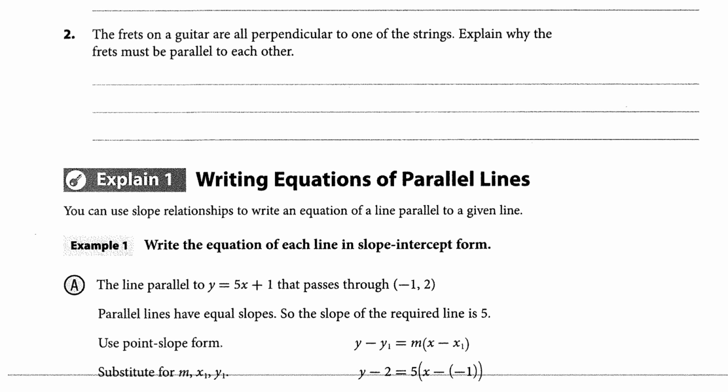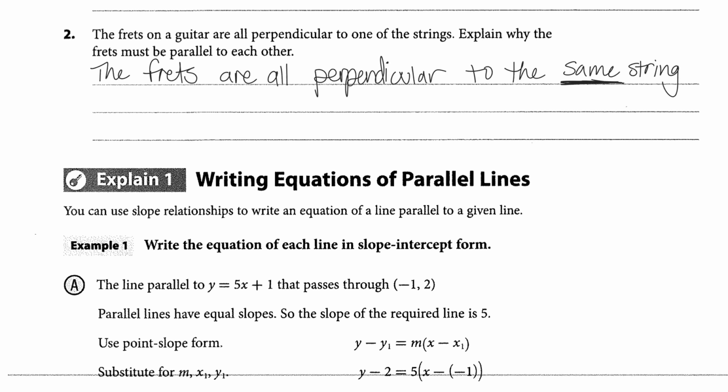2. The frets on a guitar are all perpendicular to one of the strings. Explain why the frets must be parallel to each other. The frets are all perpendicular to the same line or string, so they have to be parallel to each other.